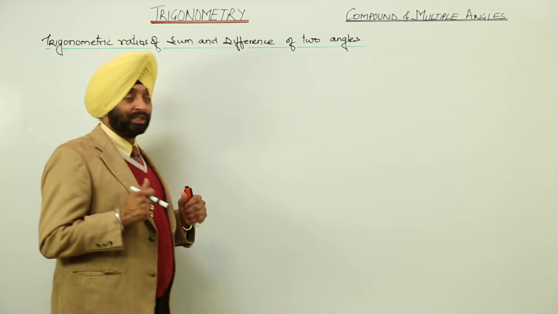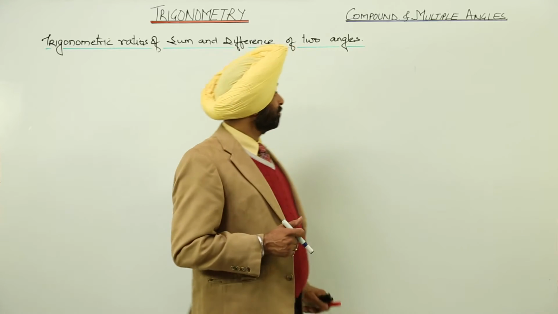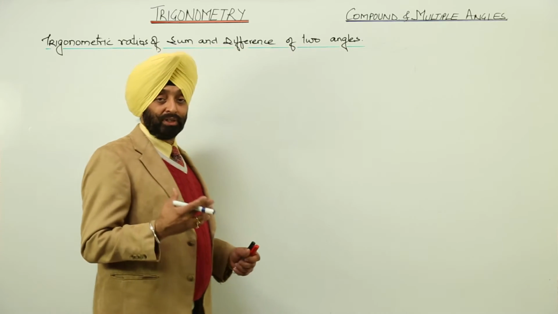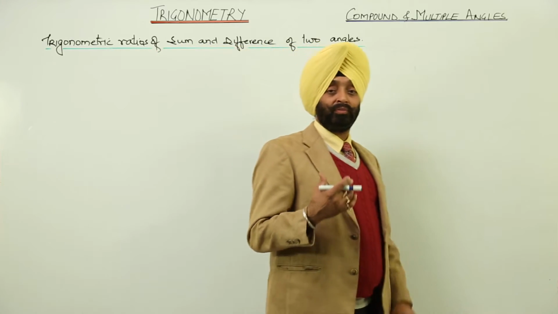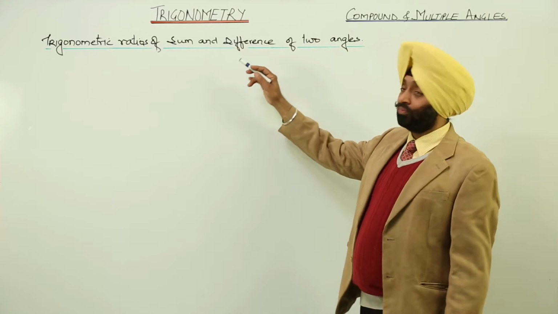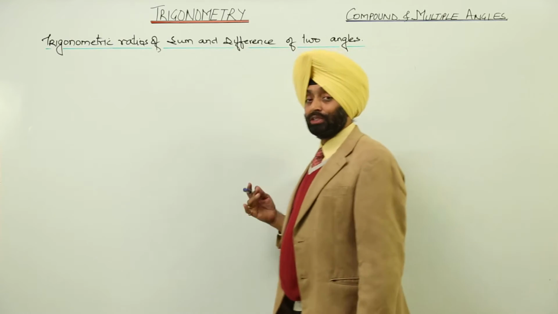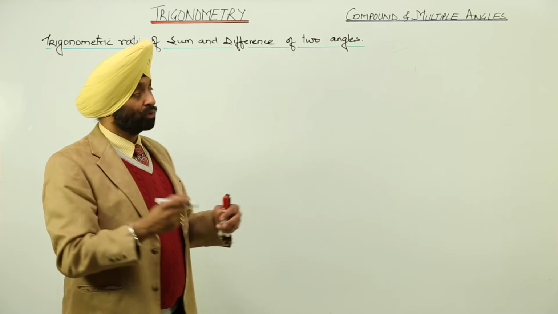Now next interesting topic we are having compound and multiple angles. Now in this chapter, in this topic, what we are going to cover? We are going to cover trigonometric ratio of sum and difference of two angles. Okay. So I am just going through the formulas which we are going to use.